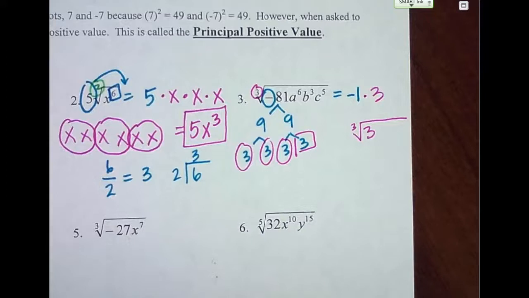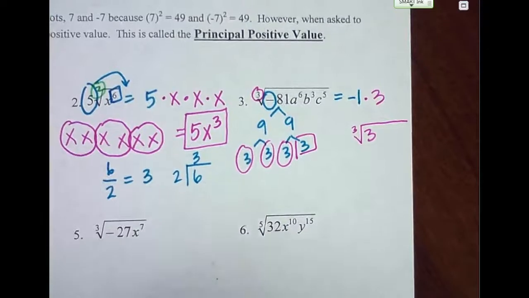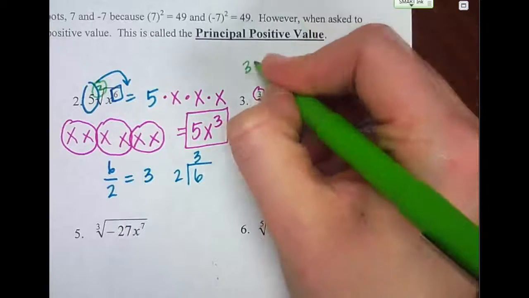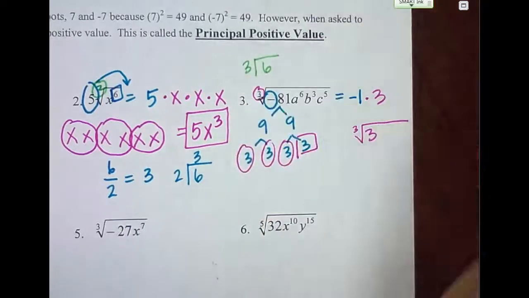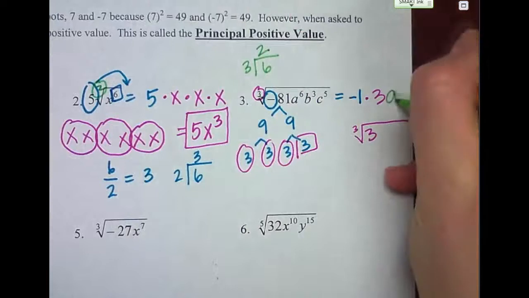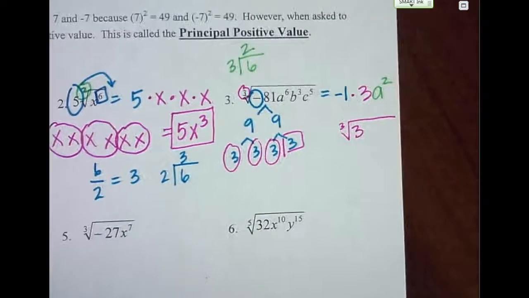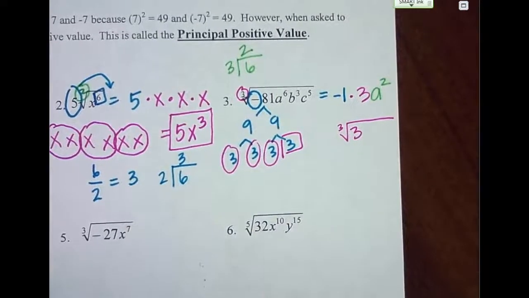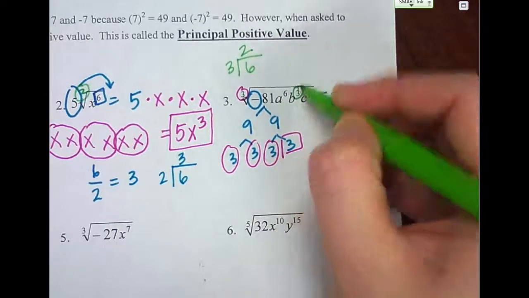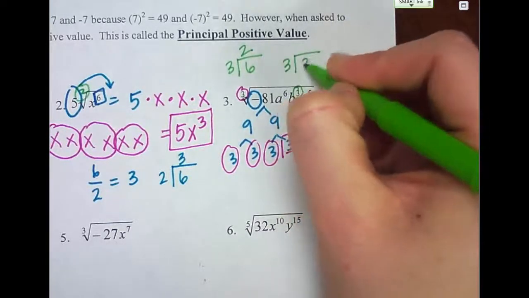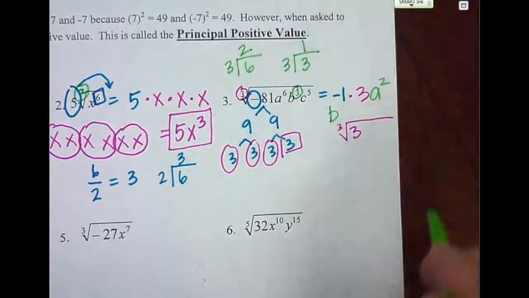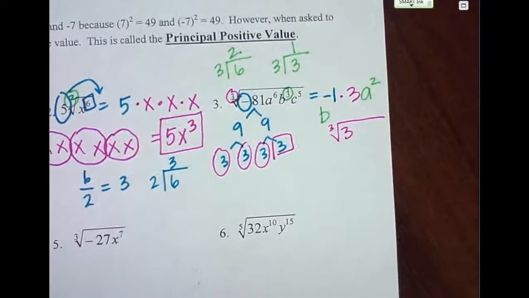Okay, so then let's look at our variables. We've got 6 A's, and I want groups of 3. So I'm going to show you the shortcut. How many times does 3 go into 6? It would be 2. That means I can have 2 A's on the outside of the radical. Okay, so that was the A's. If I look at the B's, I have B cubed. How many times does 3 go into 3? Just once. That means I have 1 B on the outside of the radical.